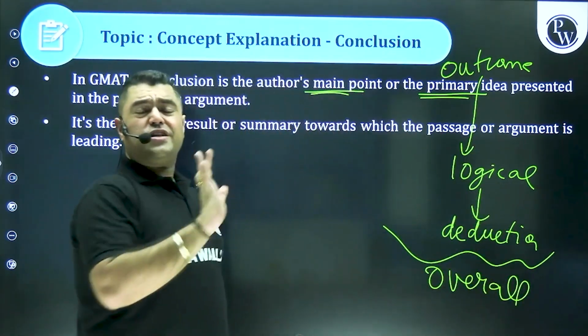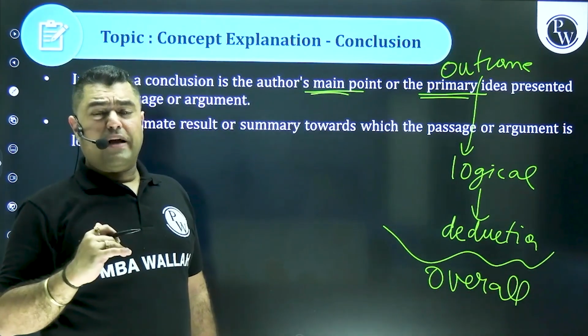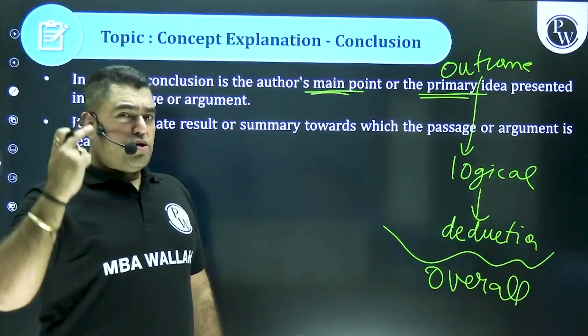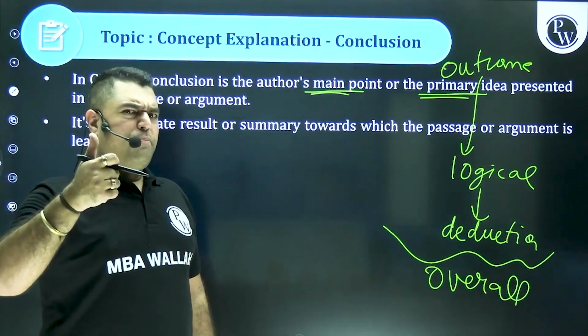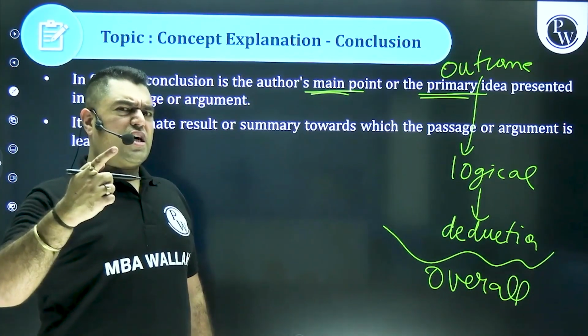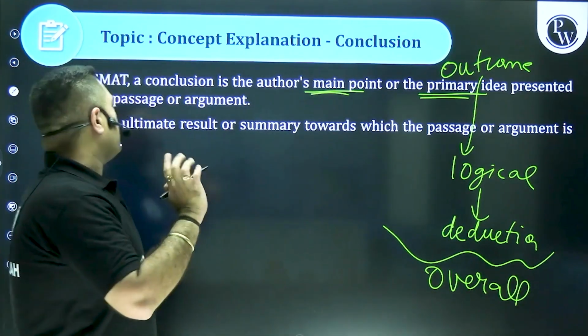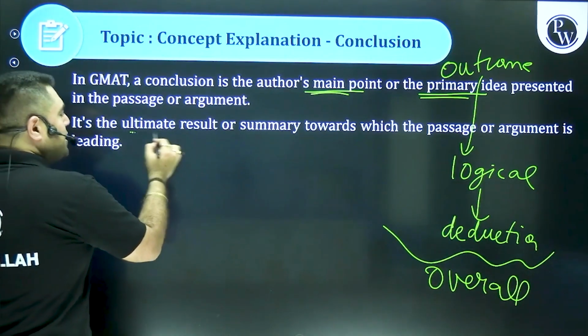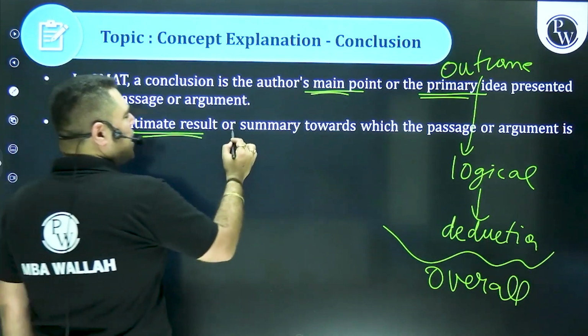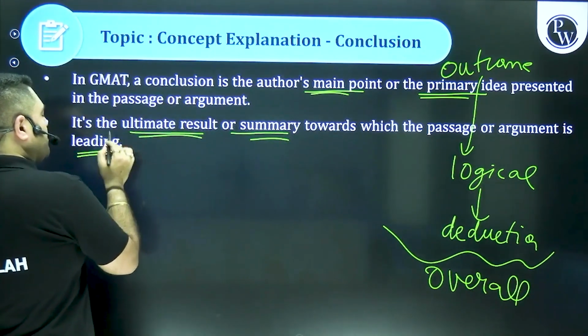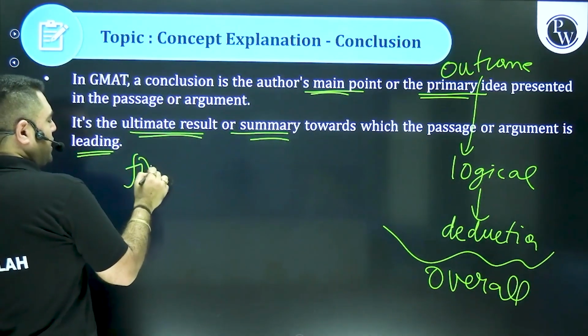Best. Why is Amit sir writing all these words in a weird manner? For you to remember. So whenever you're marking a conclusion question, you should keep asking yourself, is this the main point? Is this the logical deduction? Is this coming from the whole passage? Sorted life. Okay? It is the ultimate result. It is the ultimate summary towards which the argument is leading. मतलब this is the final.